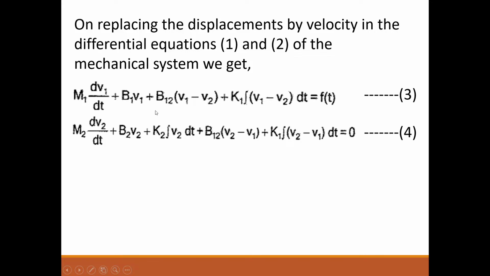Are you able to understand? I don't know whether I am able to reach you people or not. Our main aim is, we have a mechanical system, we want an electrical system similar to the mechanical system. So we want an analogous electrical system. That's why we have got some equations. We have written these equations in terms of velocity now. If you are completed, shall I change this slide?